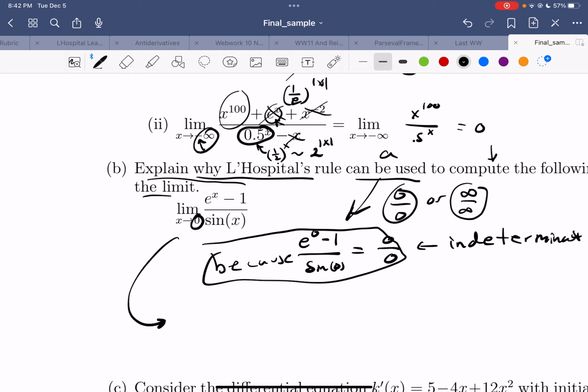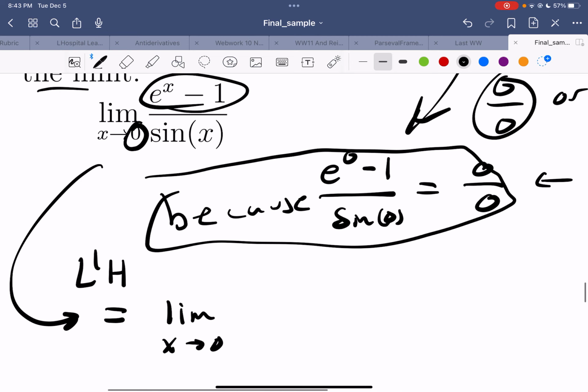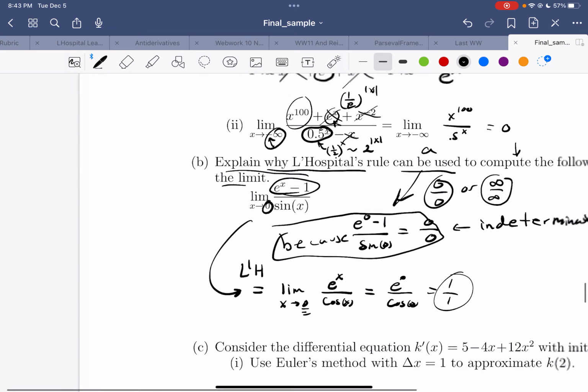Okay, so this is equal to, let's use L'Hopital's rule. L'Hopital's rule says take the limit still, but the function on top, take its derivative. The derivative of e to the x is e to the x. The derivative of negative 1 is 0, so it's gone. The derivative of sine is cosine x. And if you can plug in your x value and get a number that makes sense, that's the limit. And that's exactly what can happen here. So e to the 0 is 1, cosine 0 is 1, your limit's 1. Okay.